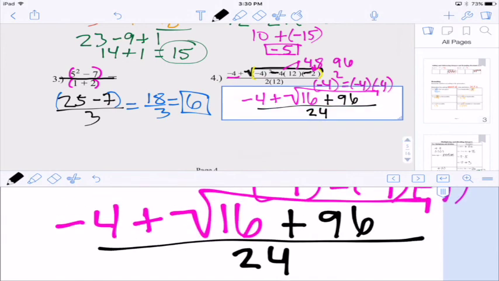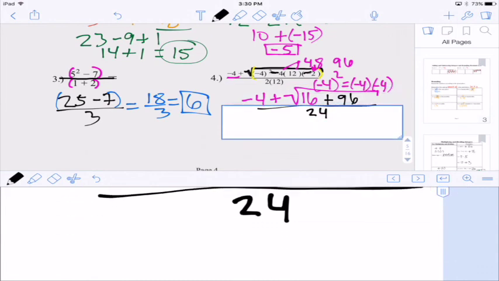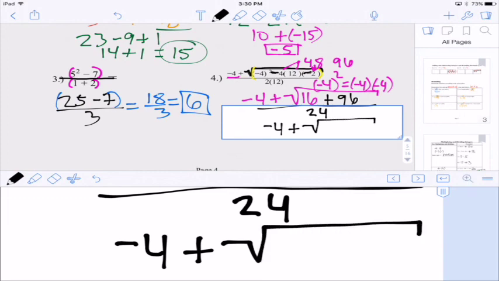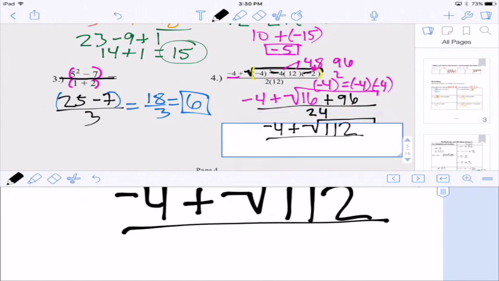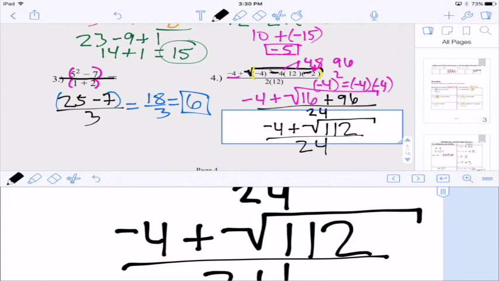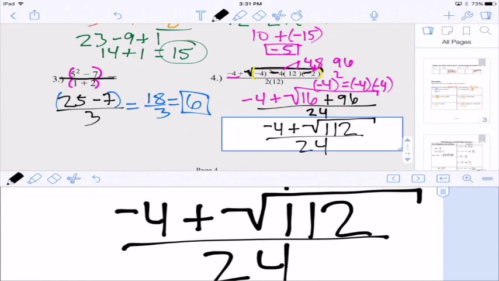So I'm going to do 16 plus 96. So I've got -4 plus square root of 112 over 24. Okay, I can't do anything more than that because I have a square root of 112. If that were a perfect square, we could have done more with it, but that's it. I'm going to leave it alone just like that. I can't do any more, and I don't know enough about radicals yet. We'll learn more about radicals later, but this thing we're going to leave alone. If it comes out nicely, fantastic, but a lot don't. So there you go.